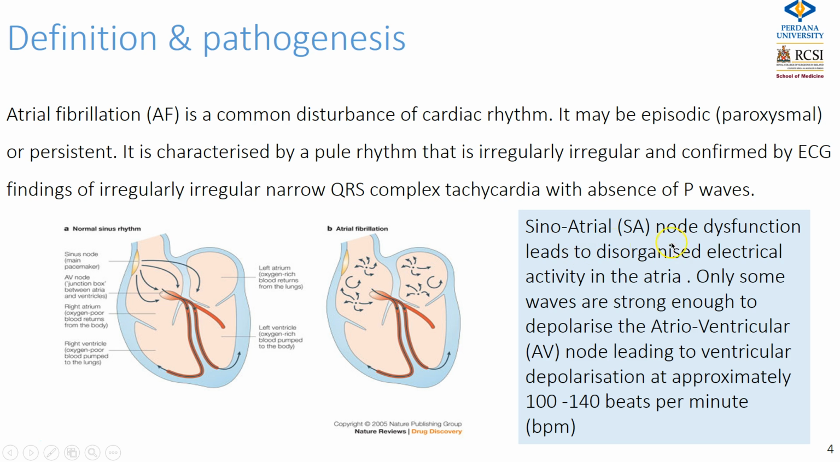Both atria have the impulses going through and are depolarized, and then it goes on to the AV node. In atrial fibrillation, there's some initial dysfunction in the sinoatrial node, which then leads to a chaotic and non-structured depolarization towards the AV node, so that only some electrical impulses reach the AV node.